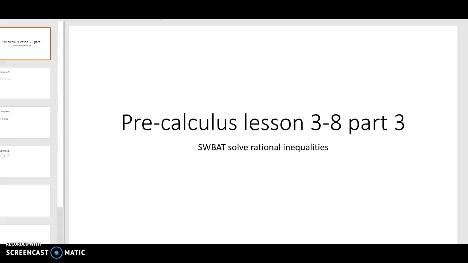Alright, so this is our last part of lesson 3.8. We're going to be solving rational inequalities.